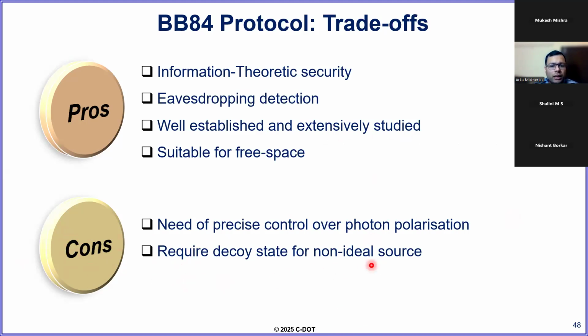And if there is a non-ideal source, that is, we don't have a true single photon source, and we use a weak coherent pulse, then decoy states may be required. So that is another challenge. Decoy state means we are sending pulses with varying intensity, so that Eve cannot decide between a decoy and the actual signal state.